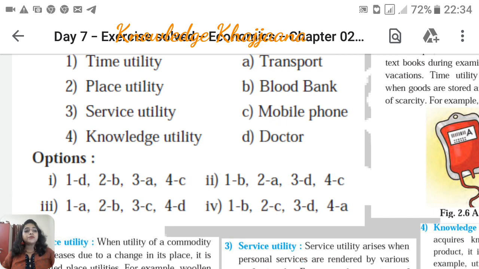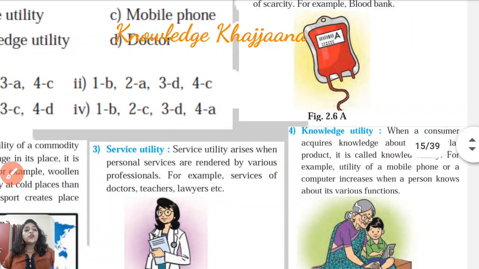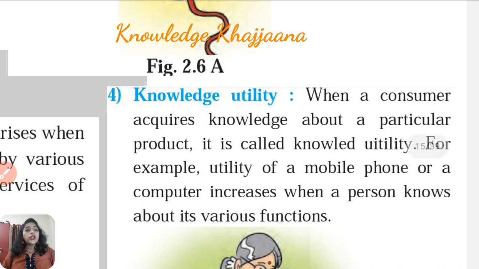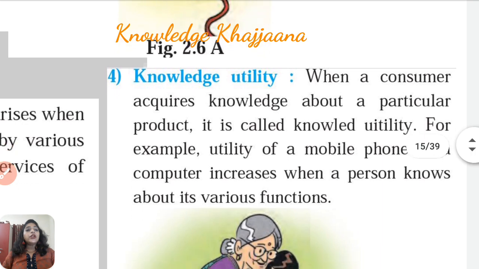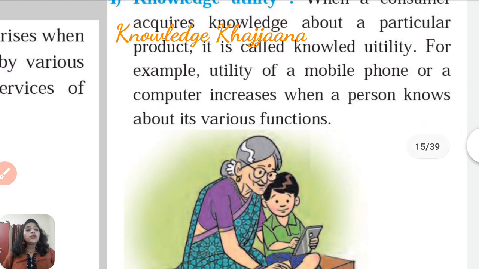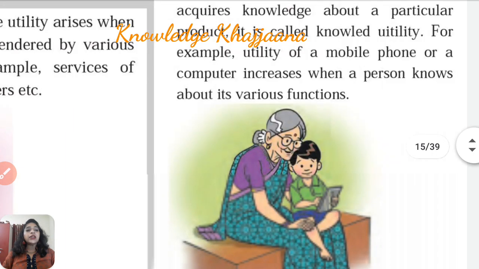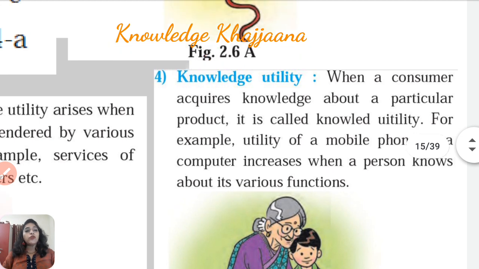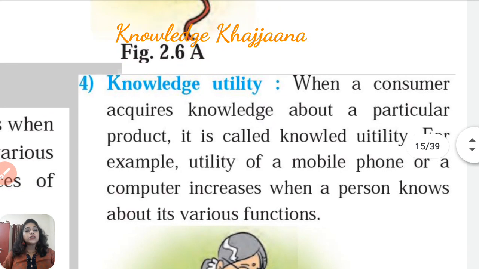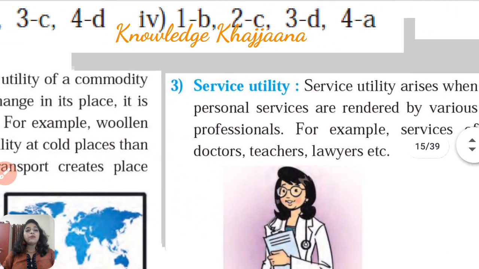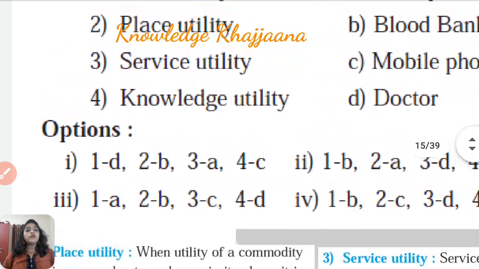Now next, knowledge utility. What is knowledge utility? When a consumer acquires knowledge about a particular product, it is called knowledge utility. For example, the utility of a mobile phone or a computer increases when a person knows about its various functions. While teaching I had given you the example: when we purchase a new mobile phone, it gives us utility when we understand all its functions and get the knowledge of using the mobile. So the example of knowledge utility is mobile phone.